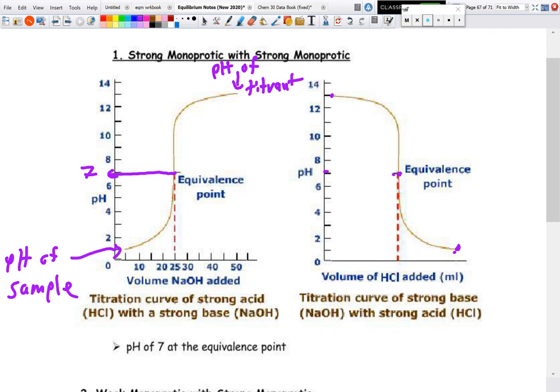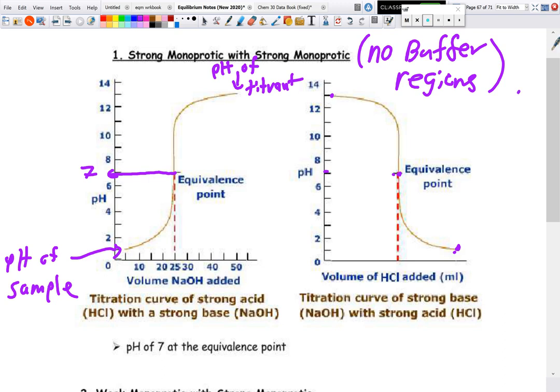Now for our strong monoprotic acid and strong monoprotic base, there's no buffer regions. And the reason for that, a buffer needs to be a weak acid or base with its conjugate acid or base. So where we're dealing with a strong monoprotic acid and a strong monoprotic base, there's no weak one, so therefore no buffer.